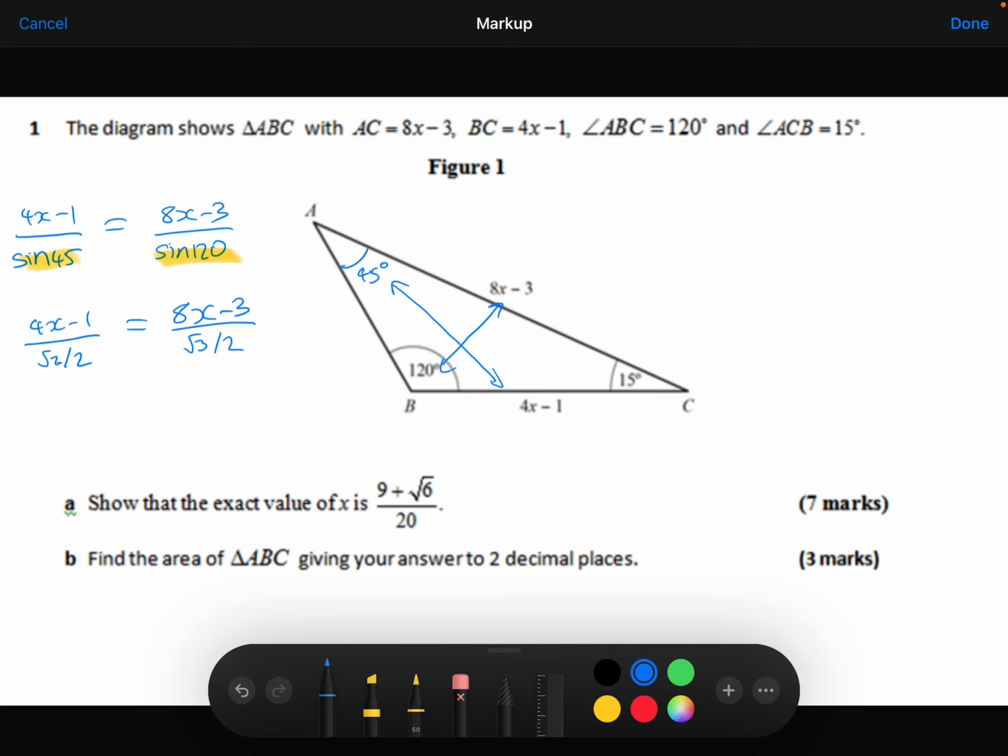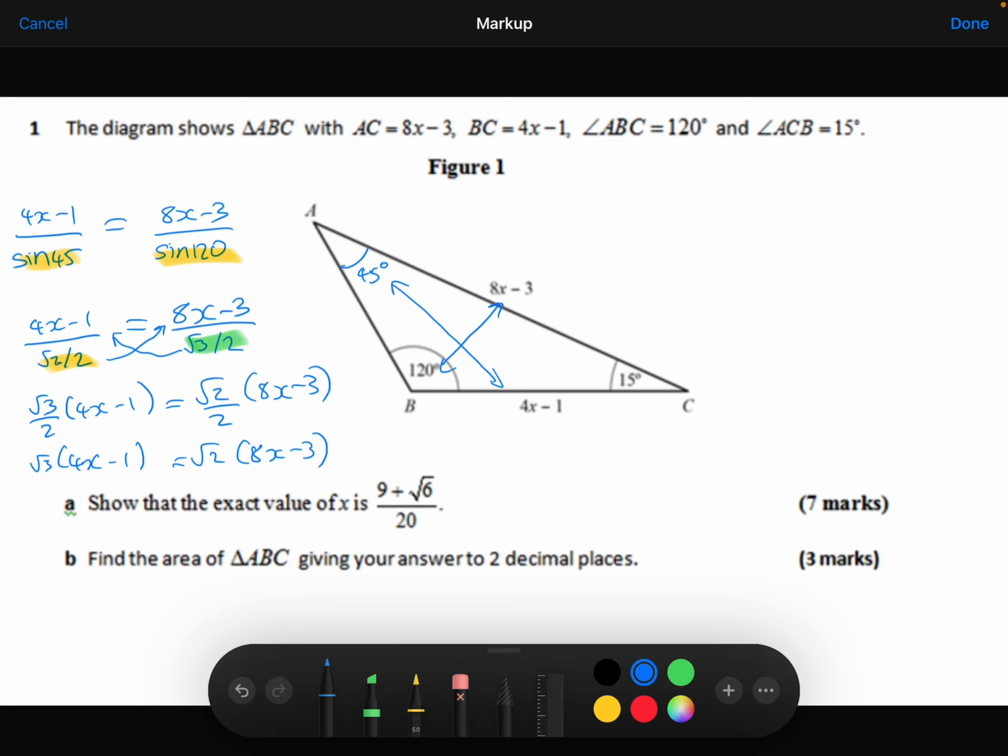Right, next I'm going to cross multiply. So I'm going to multiply both sides. I'm going to multiply the root 2 over 2 over here, and then I'm going to multiply the root 3 over 2 over here. So I'd have root 3 over 2 times 4x minus 1 equals root 2 over 2 times 8x minus 3. Multiply both sides by 2 to get rid of these fractions. So that's going to give me root 3 times 4x minus 1 equals root 2 times 8x minus 3.